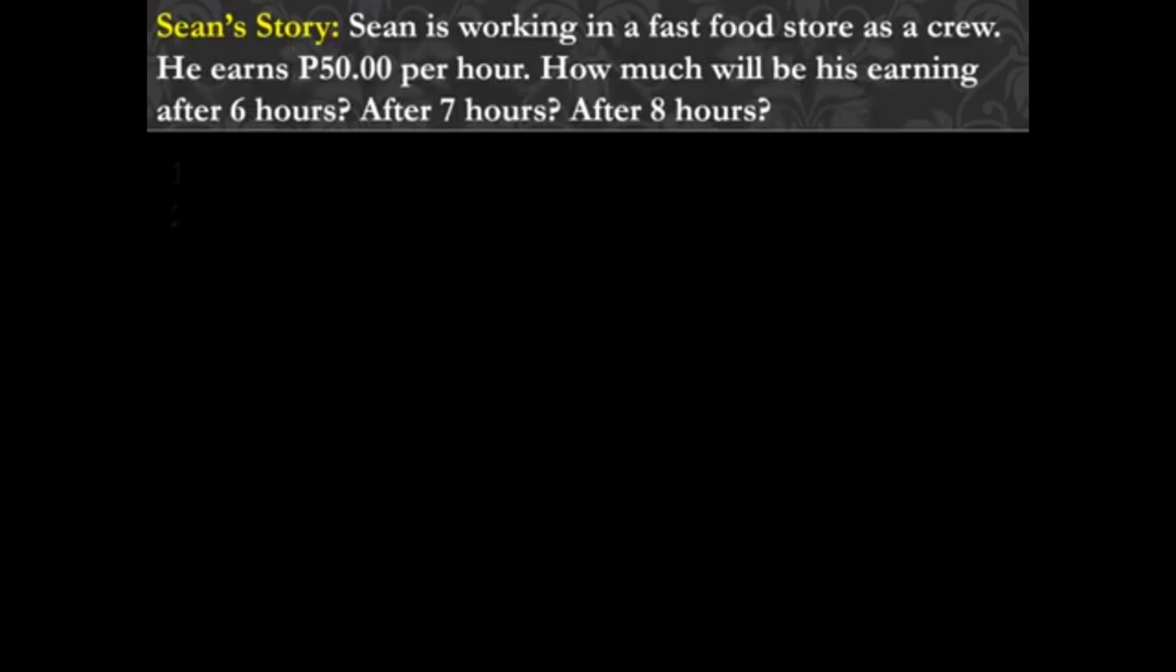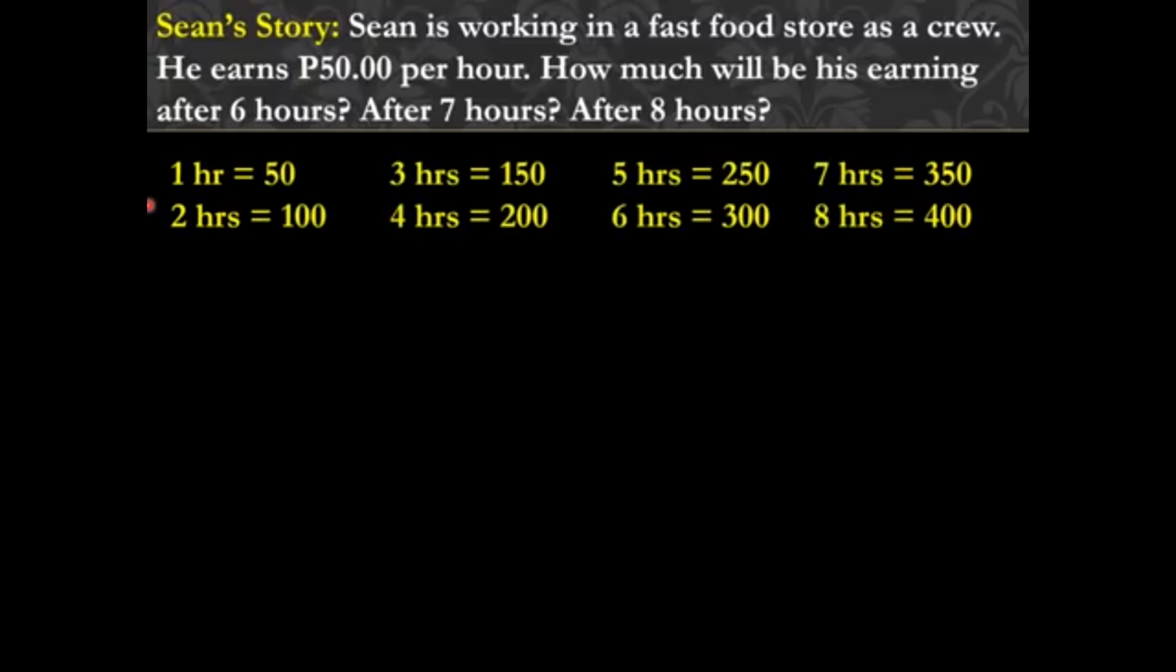So this is the Shan story. As you can see, if Shan works for 1 hour, he will receive 50 pesos. After 2 hours, he will receive 100 pesos. After 3 hours, 150, and so on until 8 hours, that is 400 pesos. So therefore, after 6 hours, 300 pesos. His earning will be 350 pesos after 7 hours and 400 pesos after 8 hours.